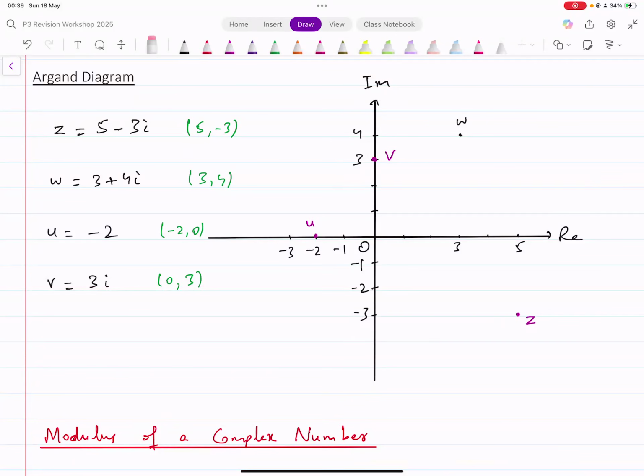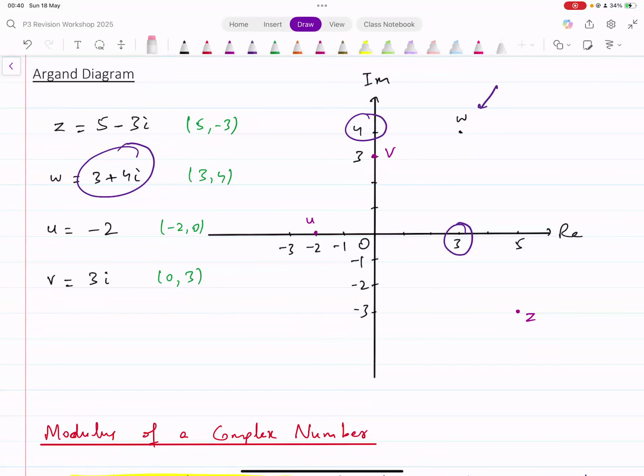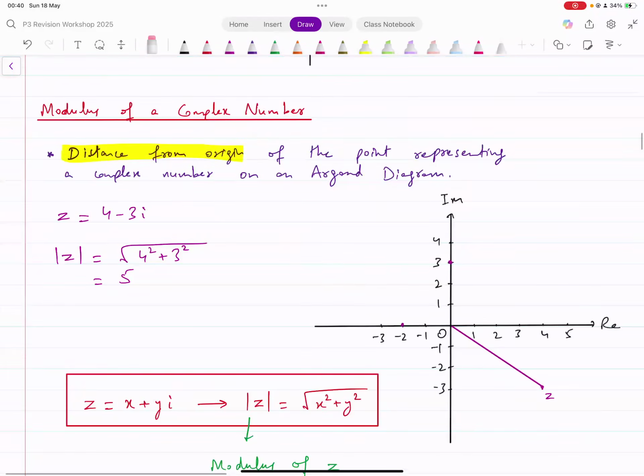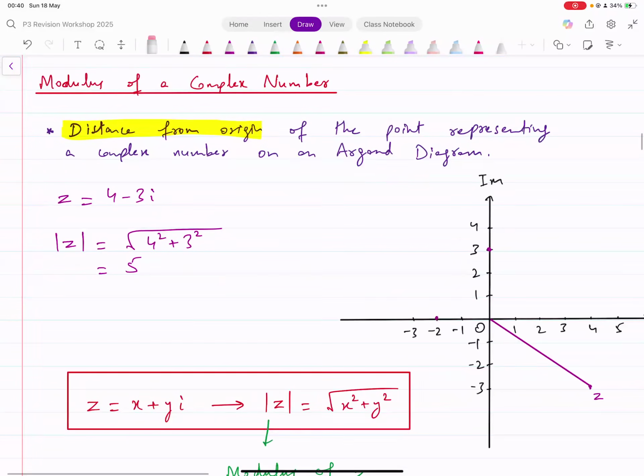So if I had to plot any point, for instance, 3 plus 4 iota, that would mean it's 3 on the horizontal axis, 4 on the vertical axis. That's the point W. If we had to plot another point, for example, 3 iota, where is that going to be? The real part is 0, the imaginary part is 3, so that will be this point here. If it's only a real number, for example, -2, that will be here on the horizontal axis, and so on. You can see that.